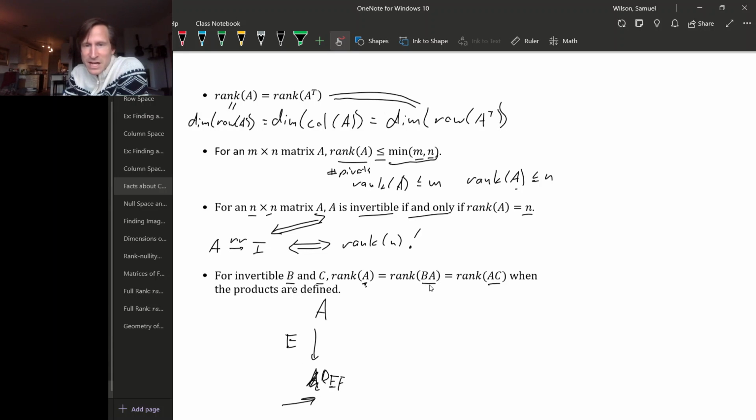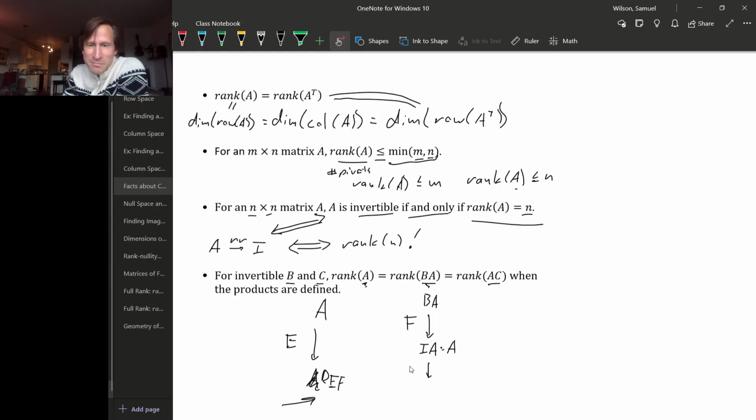Okay, well now imagine doing a row reduction for B times A. Because B is invertible, B is rank n, which means that there are a bunch of row operations that will reduce B to the identity matrix. So if we multiply on the left by a bunch of elementary matrices, we reduce B to the identity. So now we have I times A. I can't call it E because I've used that name, so let me call it F. F is the product of all of the elementary matrices that reduce B to the identity. But now, the identity times A is just A.